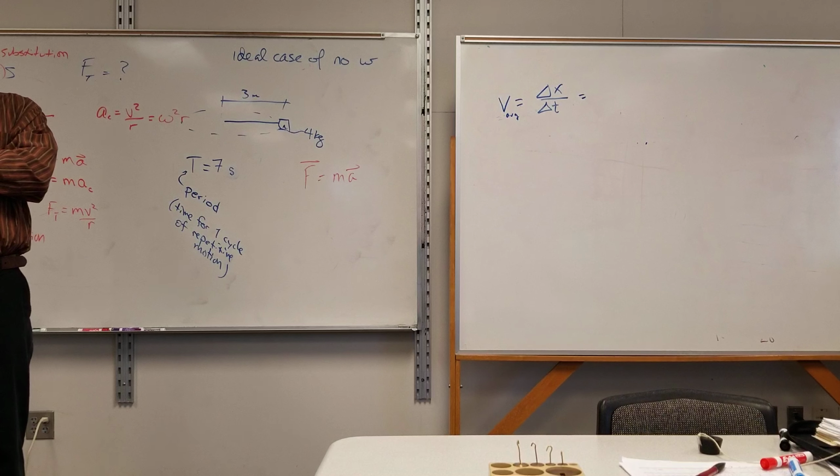Pi r squared is the area. I'm not asking for a derivation. What's a memory trick that can tell you that that's for area? Because it's squared. Square means area, cube means volume. That makes sense.